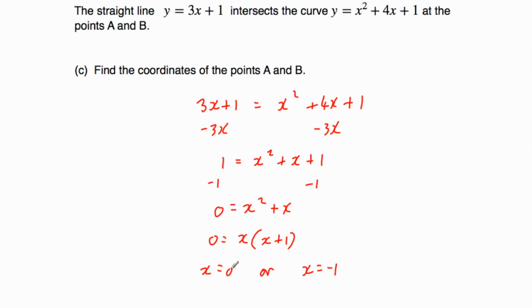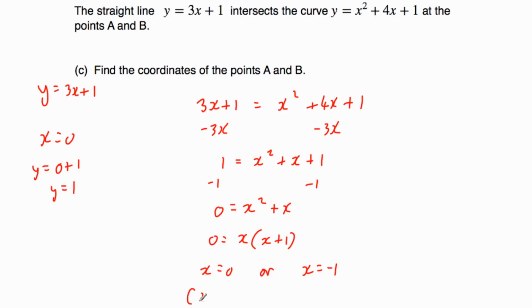So we can substitute this 0 and negative 1 either into the quadratic, if you wanted to, or into this straight line. And that's what I'm going to do. I'm going to substitute both of these values, x equals 0 and x equals negative 1, into here to find the y coordinates. So whenever x equals 0, we've got y equals 3x plus 1. So y equals 3 times 0, so that's 0, plus 1. So y equals 1.